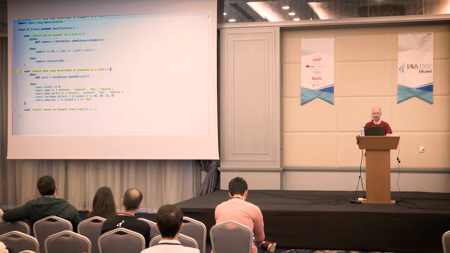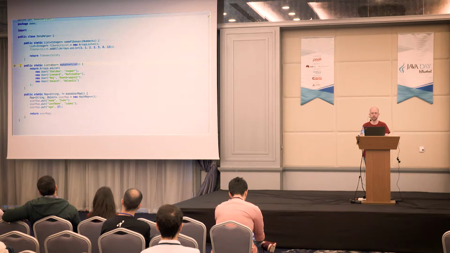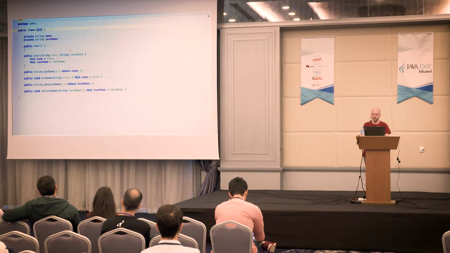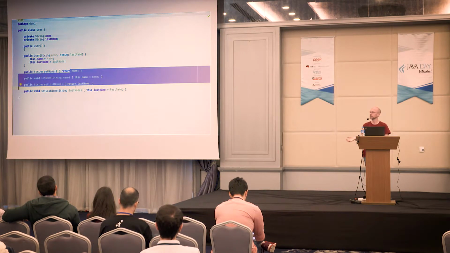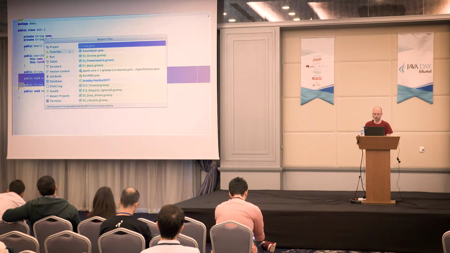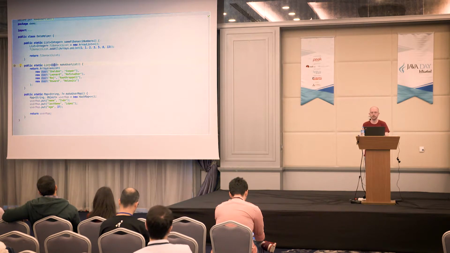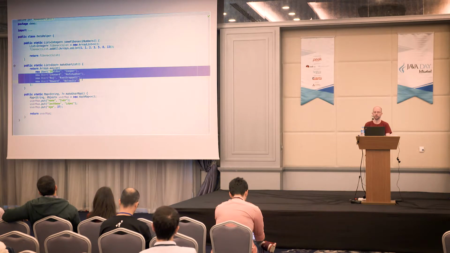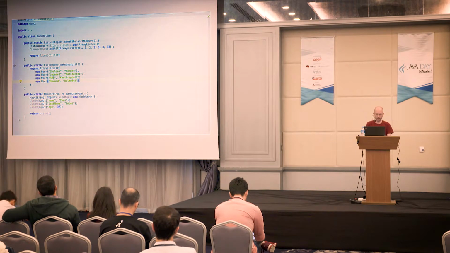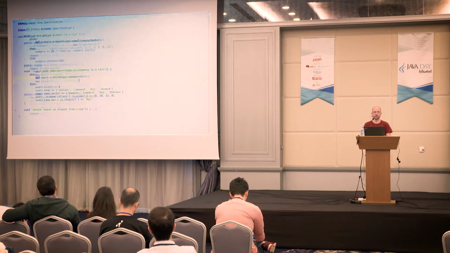But let me show you a more complex example. Here I have this list of users. All this code is Java code. It's a user class with name, last name, a couple of constructors, and setters and getters. Nothing new here. And here I'm returning just a list with 4 users, right? So let's see what we can test with Groovy.